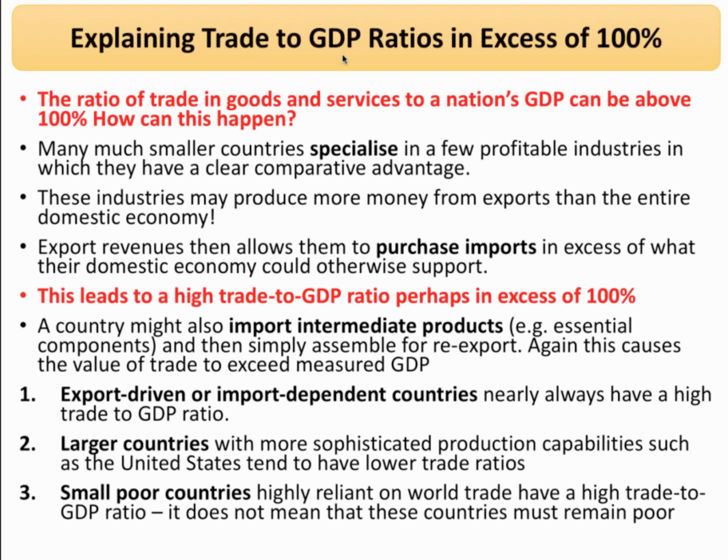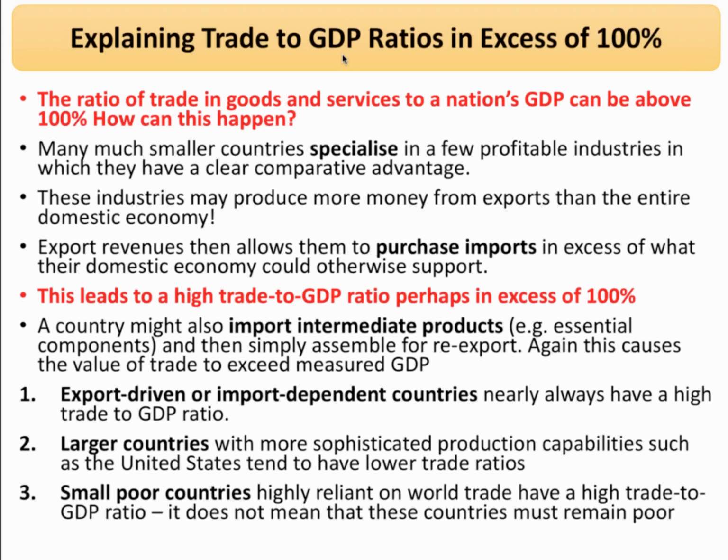So just a quick word, if I may, on why countries can have a trade to GDP ratio in excess of 100%. This sometimes gets students thinking a little bit. How can that happen? Well, keep in mind that all we're doing here is adding together the value of exports and the value of imports. It's simply X plus M and then dividing by GDP. It's not the familiar X minus M, that gives you the trade balance. This is just X plus M, total value of trade, divided by GDP.